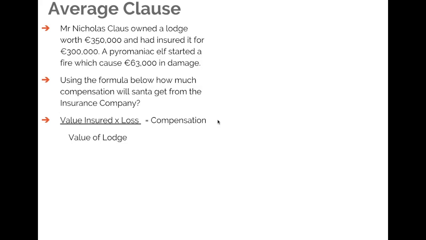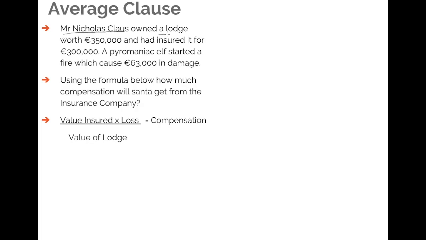Okay, here we're looking at the average clause. So this is a very simple version. I'll actually put up a video with a more complicated, more typical style version that you'd see in the exam in a separate video. But in this one, as an example, I have Mr.